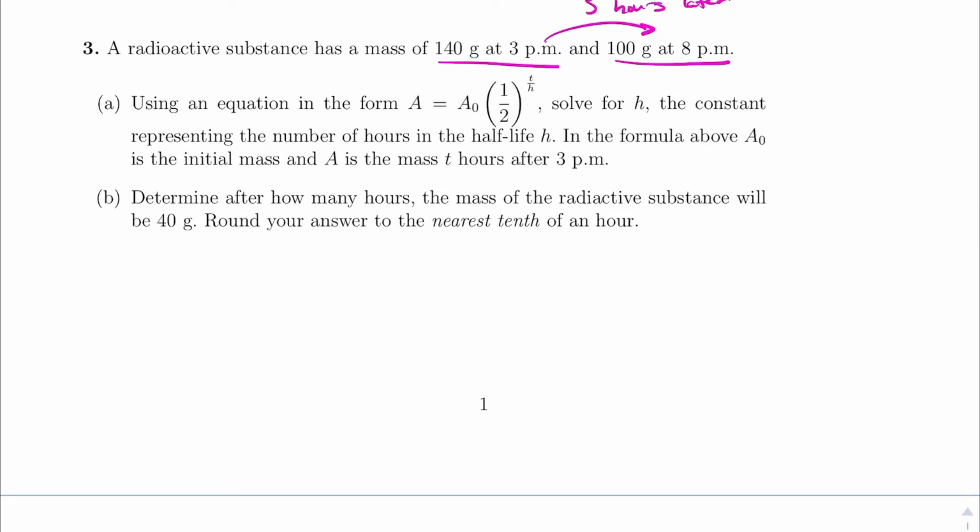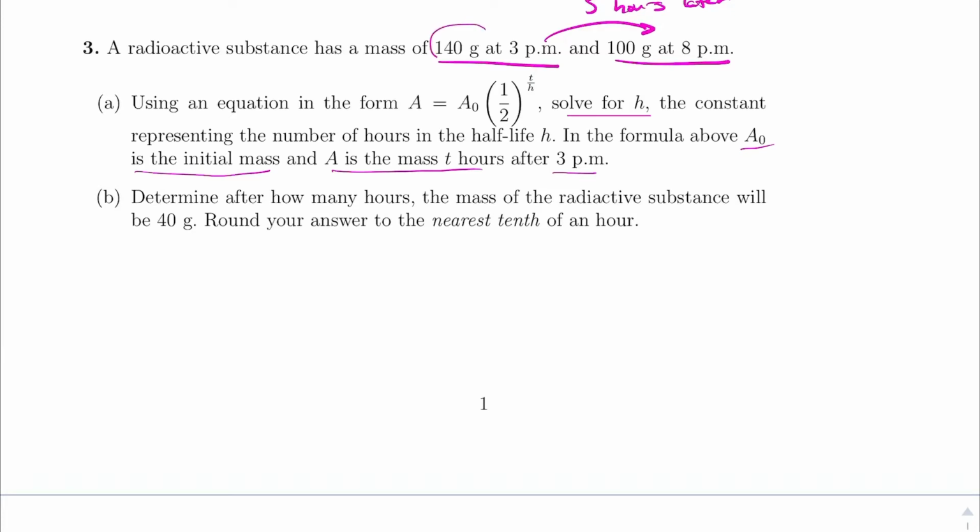Using an equation in the form A equals A sub 0 times 1/2 to the t over h, solve for h, the constant representing the number of hours in the half-life h. So they want us to solve for h. In the formula above, A0 is the initial mass, and A is the mass t hours after 3 p.m. Okay, this one's pretty tricky.